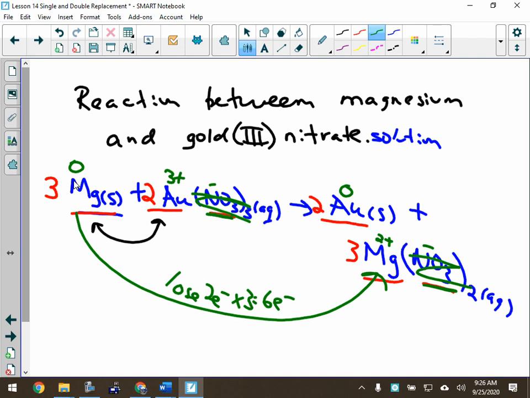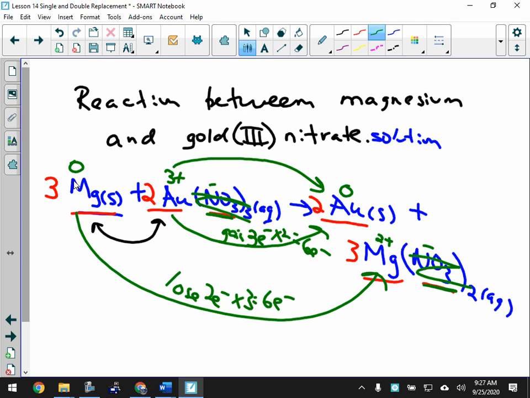But in this case, look what happens here. Gold goes from a 3 plus to a 0. How does gold go from 3 plus to 0? It has to gain 3 electrons. And there's 2 of them, right? So this is gaining 3 electrons times 2, or 6 electrons. So what's happening is one metal is losing electrons and the other one's gaining those electrons, okay? Because some metals want to gain electrons better than other ones. So they take electrons from somebody else, another metal in this case.